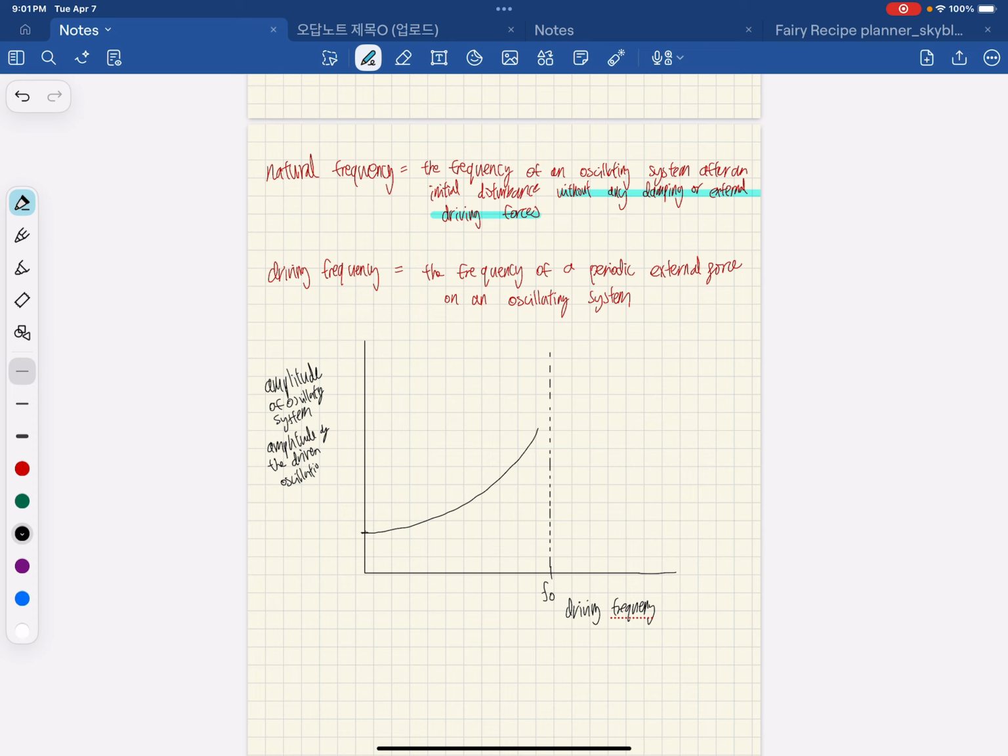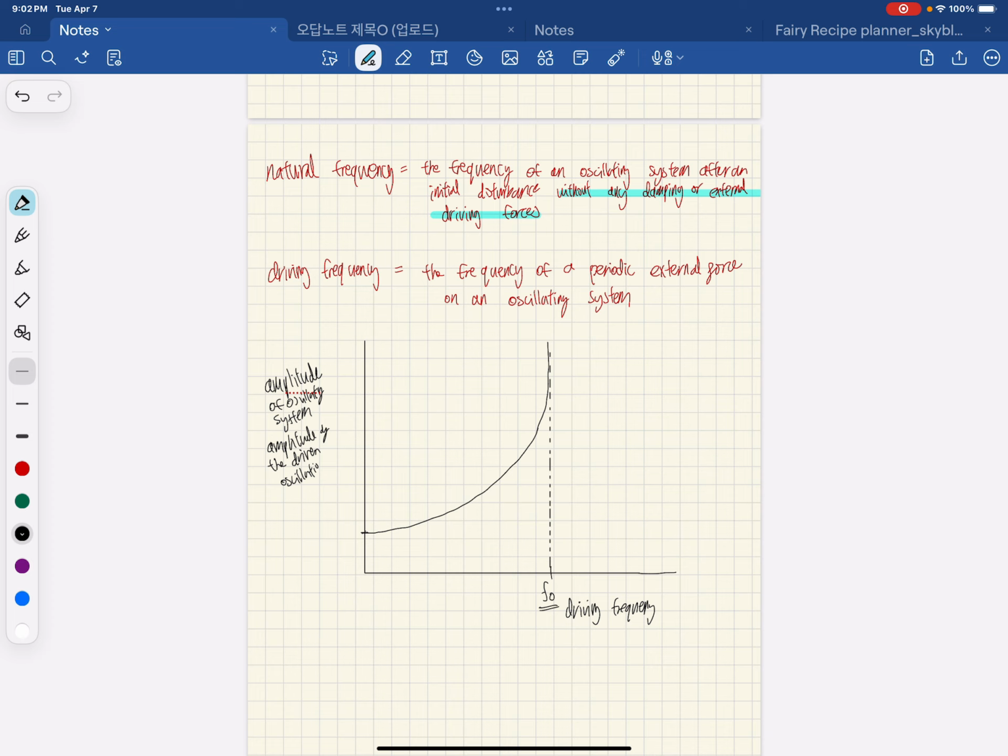And as we approach the natural frequency right here, an asymptote of sorts is formed. It just goes like that. Basically, as you approach the natural frequency, amplitude reaches infinity.